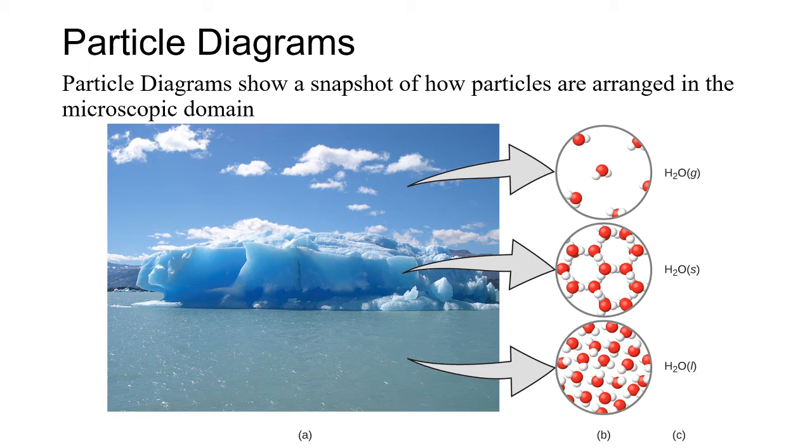Now, one way that chemists can accurately represent states of matter on a microscopic scale is using what's called a particle diagram. You'll see these a lot on your exams, and if you ever go on to study chemistry past this class, you will very often have to represent particle diagrams. Why? Because they're simple for people to understand.